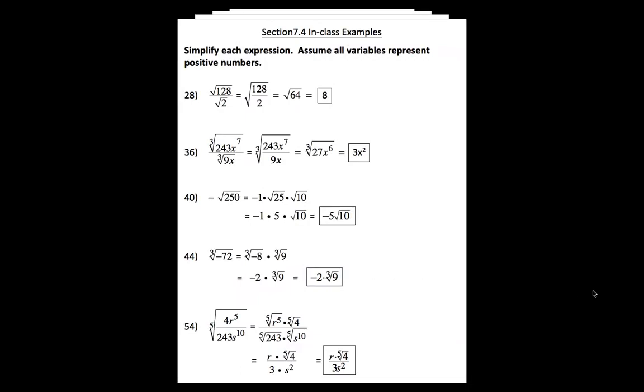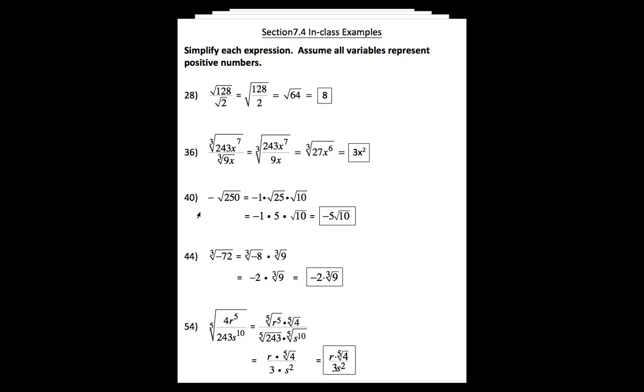So here are the solutions for those 5 questions. Again, it may be helpful for you to pause and go through each individually. I'll walk you through a brief explanation of each of the 5 questions. For number 28, we can take these two radicals and make them into one, and simplify the radicand so that it's a little easier to simplify and come up with 8. Same thing with number 36, except we're dealing with cube roots.